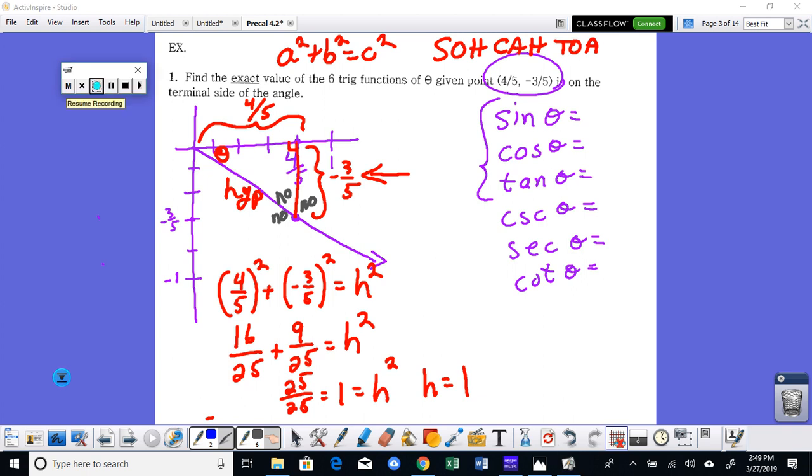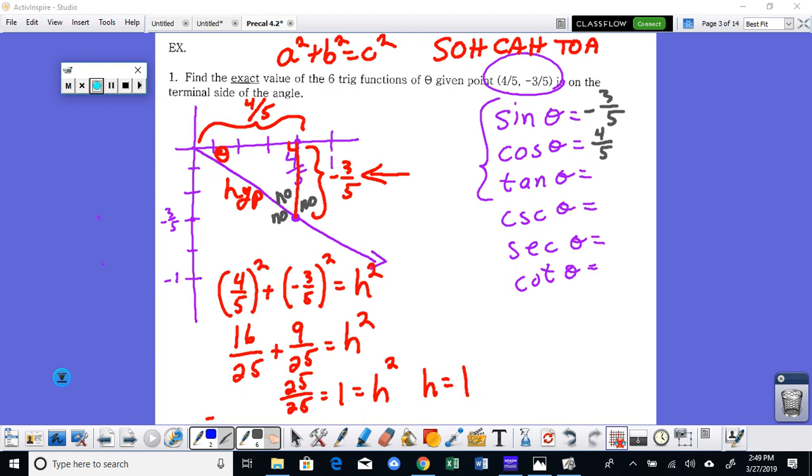Sine, opposite over hypotenuse. What's opposite my angle there at the origin? What's opposite? Negative 3 over 5. Over, what's my hypotenuse? 1. So it's negative 3 over 5. What's my cosine? Adjacent. What's adjacent to my angle? 4 over 5. My hypotenuse is 1. So it's a positive 4 over 5.